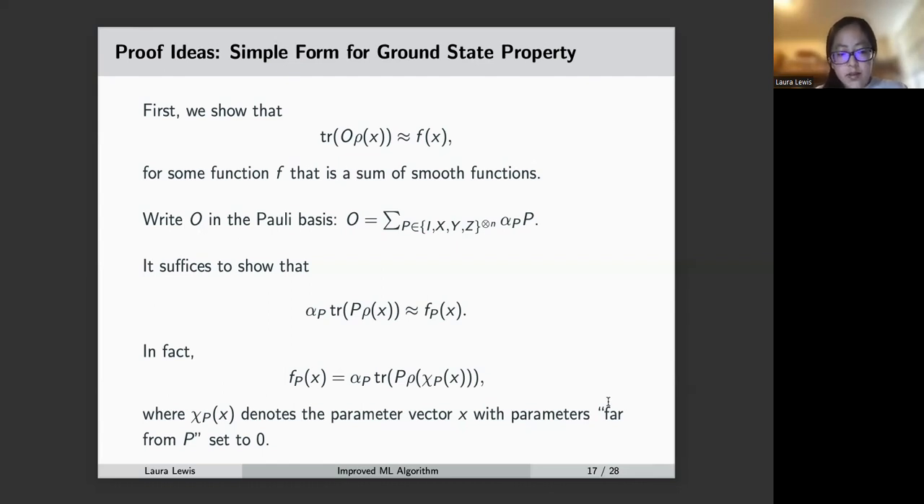And again, just to emphasize what I said before, this f_p(x) is a local sort of function. What it's saying is that we can essentially throw away all of the parameters that are far away from p. They don't matter, we're just setting them to 0. The only things that matter are these parameters that are close by, and those are the only things that contribute to the ground state property.